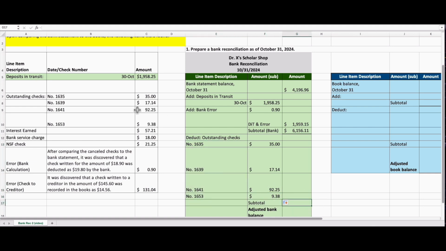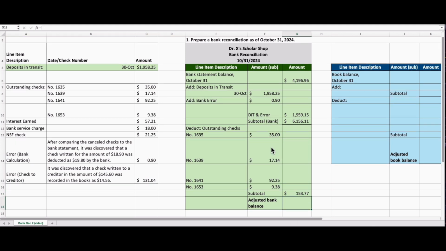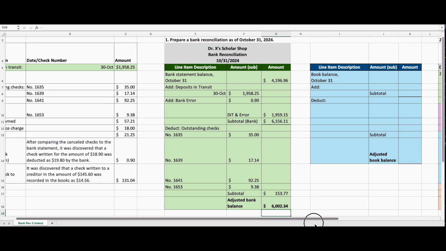Now we subtotal this, and all four of those equal $153.77. To come up with our adjusted bank balance, we take the subtotal for the bank minus the subtotal from the checks, which gives us $6,002.34. So we're done with the bank reconciliation part.